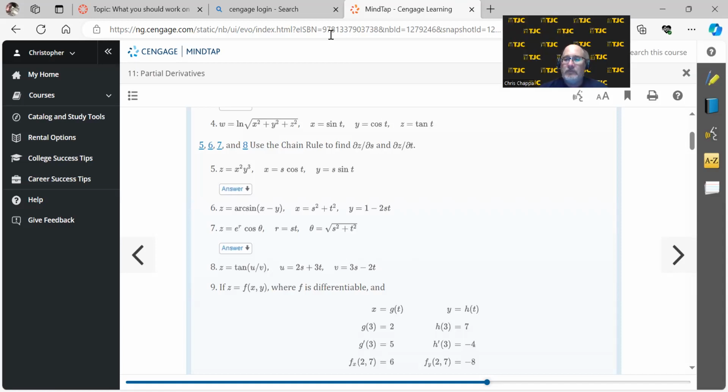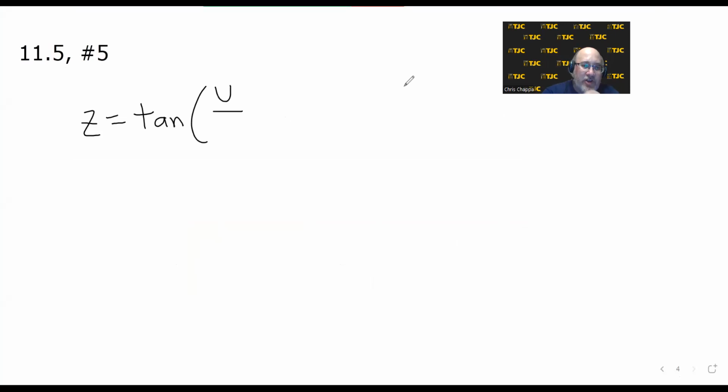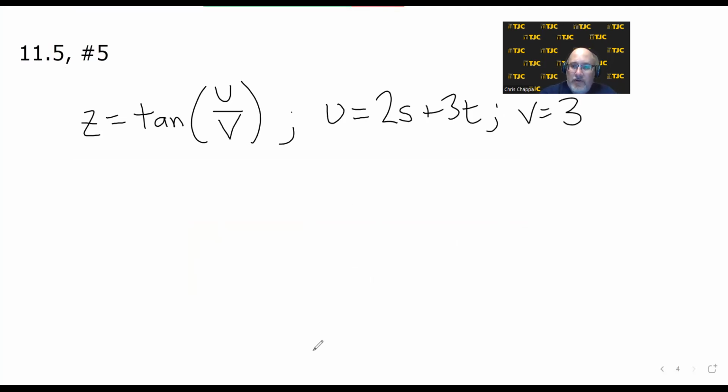All right. Let's get this set up. 11.5, number 8, we have z equals tangent, I want to say it was u over v. I'm about to go back and check. Got to be very careful to make sure my u's and v's don't start looking the same. u over v, okay. u is 2s plus 3t, and then v is 3s minus 2t. 2, 3, 3, negative 2. Notice I was concentrating on the coefficients.